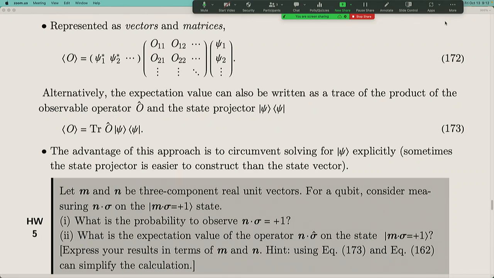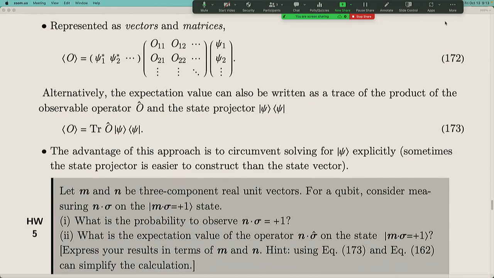So Pauli operators are sigma x, sigma y, sigma z. You can combine them with unit vectors, so that becomes a Pauli operator pointing along the corresponding direction. So now if we consider measuring an observable, which is n dot sigma, and n dot sigma is a 2x2 matrix, on the m dot sigma equals +1 state, what does that mean? m dot sigma is another matrix, and +1 means the corresponding eigenvector of this matrix with eigenvalue +1, okay? So that's a vector, and then that's a matrix.